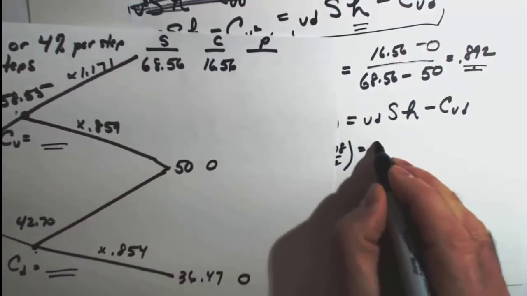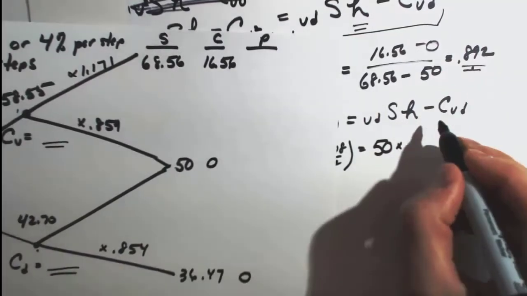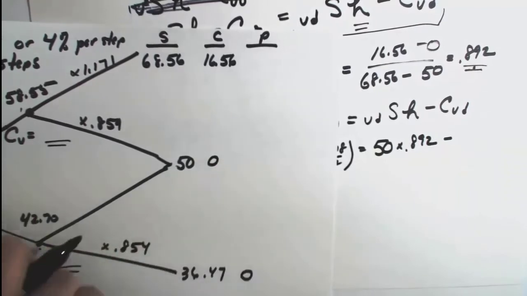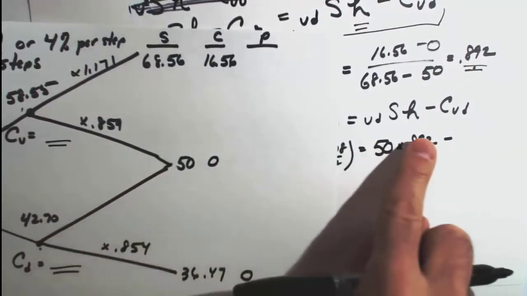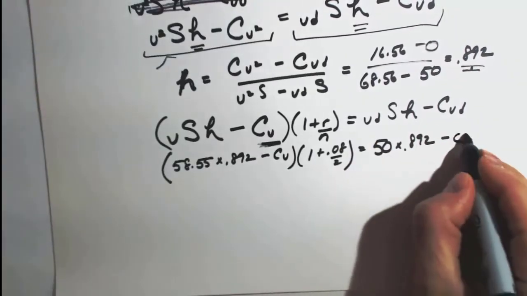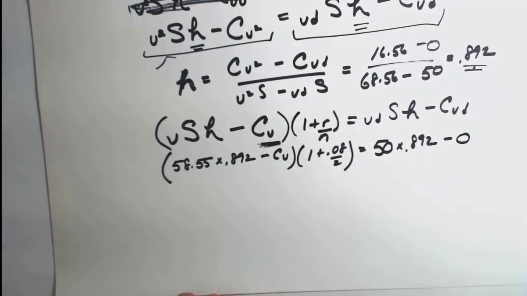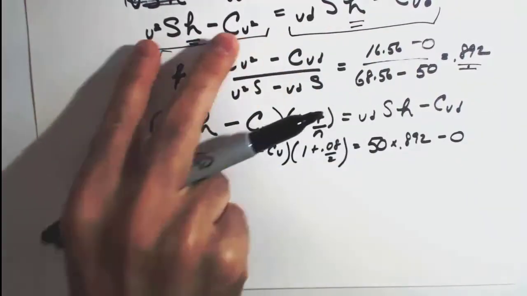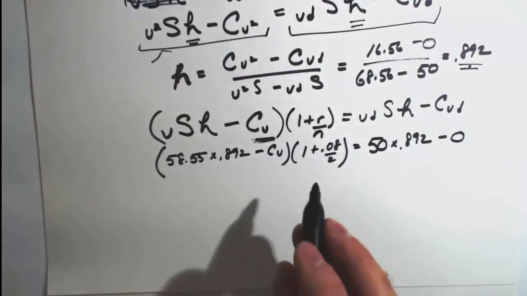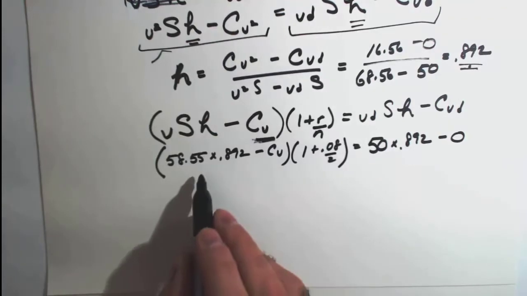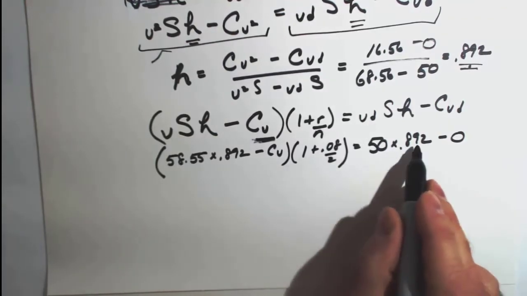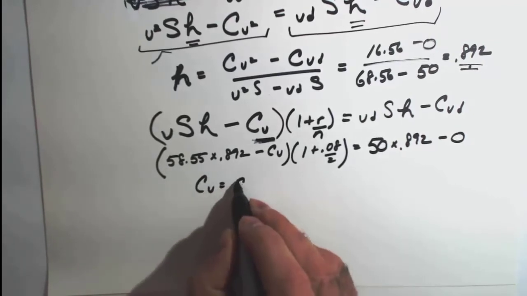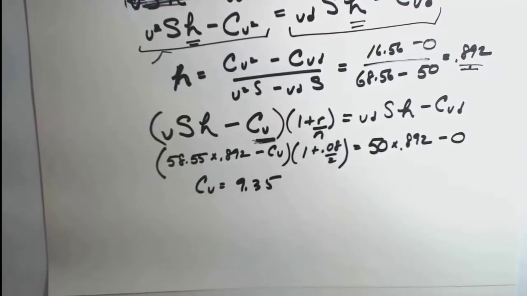That's going to be 50 times the 0.892 minus the call. When the stock goes up and it goes down, the call is going to be 0. So it kind of makes the math a little easier when you pick this side here rather than this side in this example. Now, when you solve for all of this, and that's really not that hard, multiply it out, bring this over, you end up with CU equals $9.35.